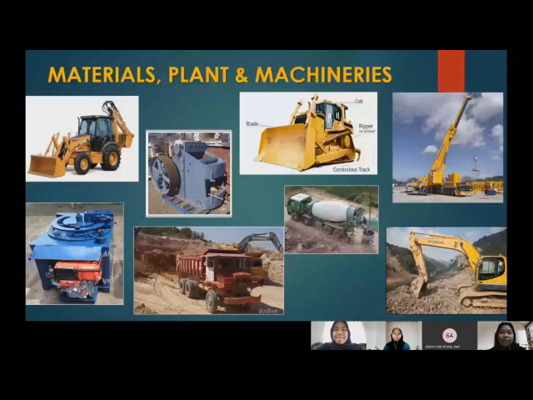Next, we proceed with the materials, plant, and machineries that are usually used for dam construction. First is the backhoe, and the second is the crusher machine that is usually used to crush stone and rock. Next is the bulldozer with blade and ripper, or bulldozer with hydraulic scraper. Next is the crane that is usually used for lifting heavy materials. For concreting, we have a concrete mixer truck. Next is the dump truck that is usually used to remove excavated materials from the site. And a bending and cutting machine for reinforcement.